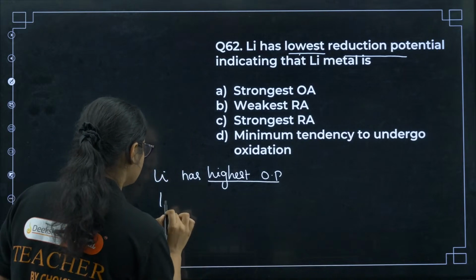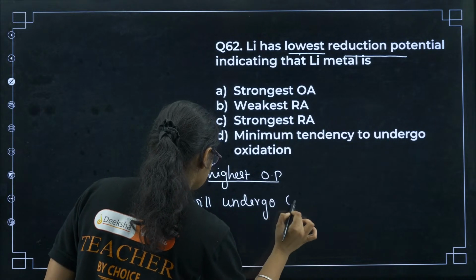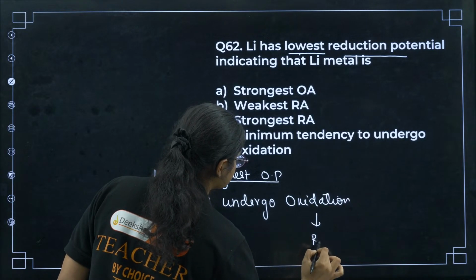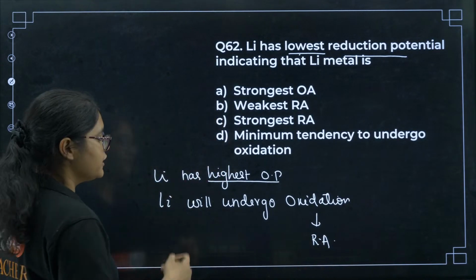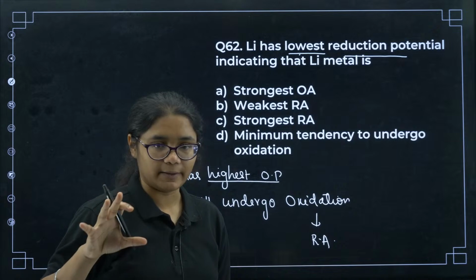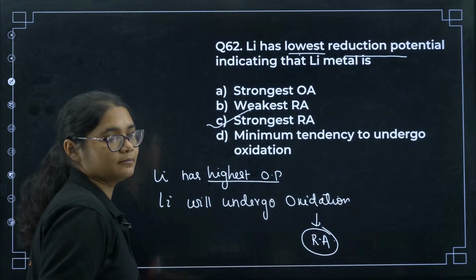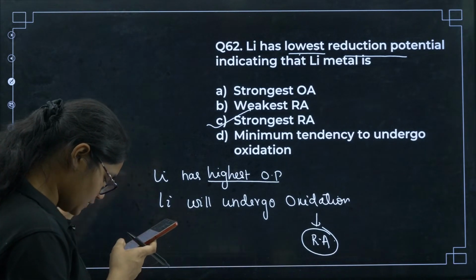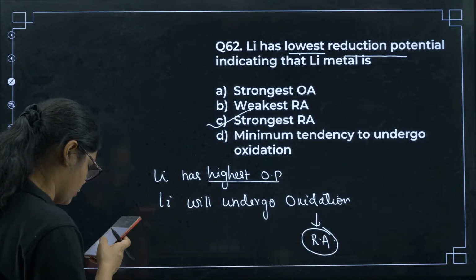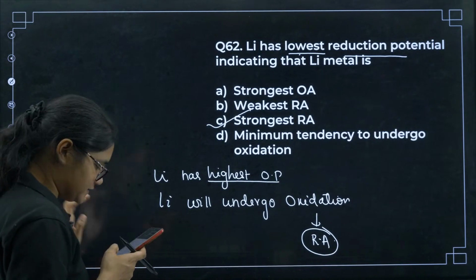So lithium will undergo oxidation, and any species which undergoes oxidation behaves as a reducing agent, right? If lithium is the one which will undergo oxidation in the best way, that means it will also behave as a very good reducing agent. So that is why option number C here. Yes, Smiley, the 62nd question I have explained. I hope your doubt is cleared.